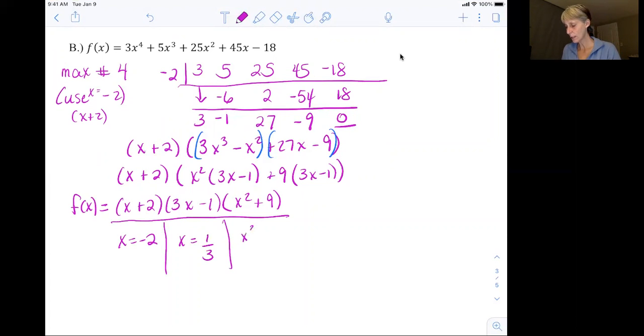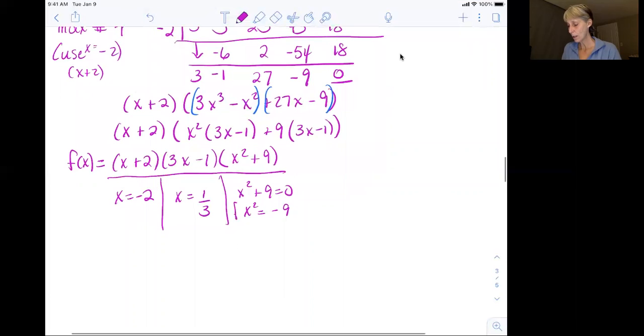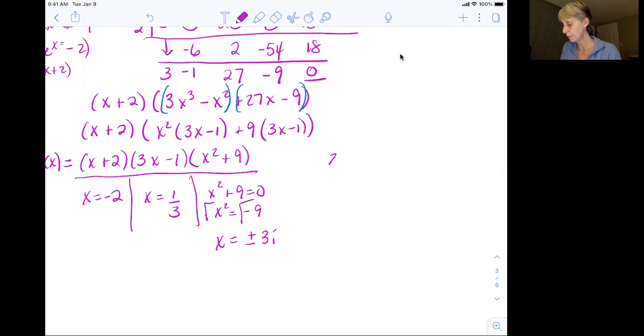And when I set this last factor equal to 0, I see I have x squared equal to negative 9. When I square root both sides to solve, that negative under the radical sign gives me plus or minus 3i. So in this example, my zeros are negative 2, 1/3, and plus or minus 3i.